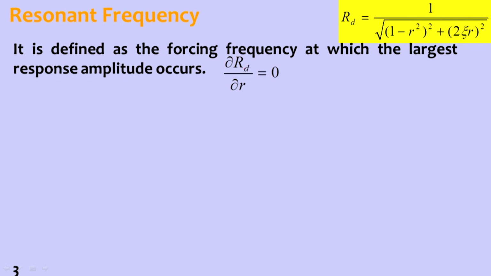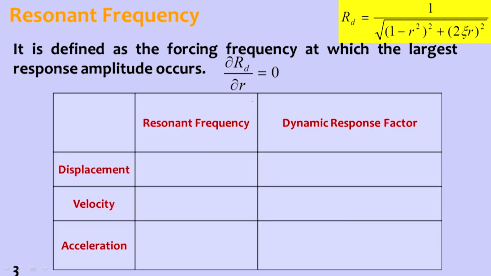So, dRD by dR is equal to 0. If we maximize or minimize, the first derivative should be 0 to get the maximum value. If we differentiate and equate it to 0, what we get is R is equal to under root 1 minus zeta square. That means omega is equal to omega n under root 1 minus zeta square. So, that is the resonating frequency for displacement.